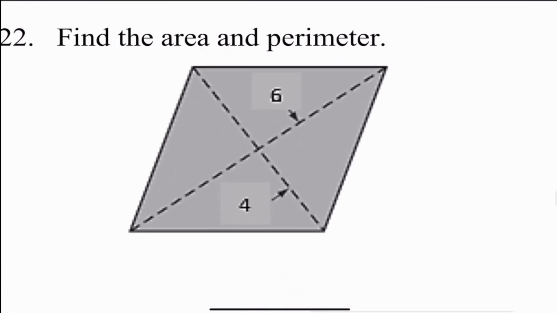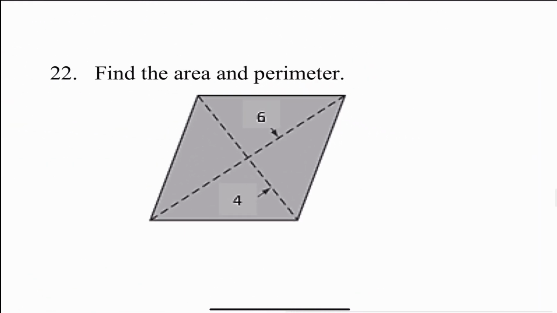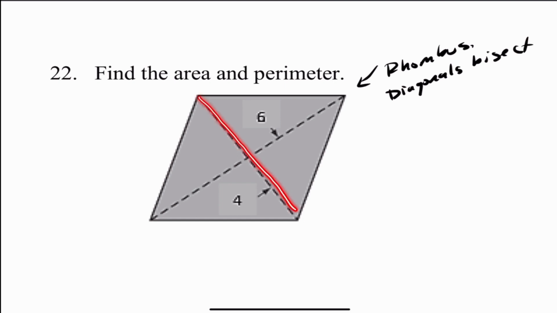22, okay, you can see that we're dealing with a rhombus. All right, so remember this of a rhombus. The diagonals bisect. Okay, so that means that once these two diagonals intersect, they bisect each other. So this segment is congruent to that segment, and this segment is congruent to that segment. So if this is 6, that's 6 as well. If this is 4, this is 4 as well.